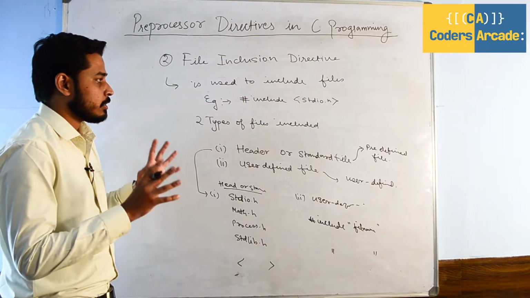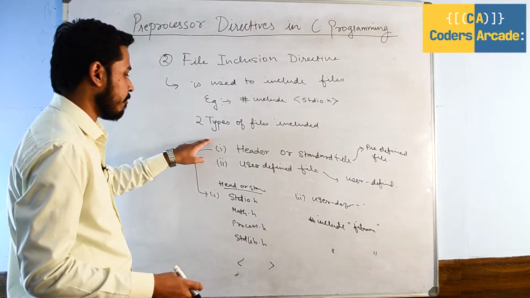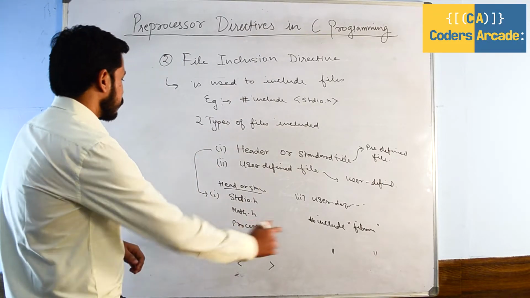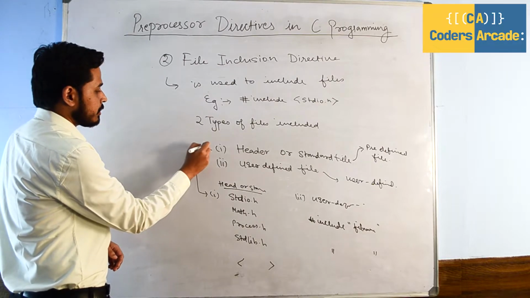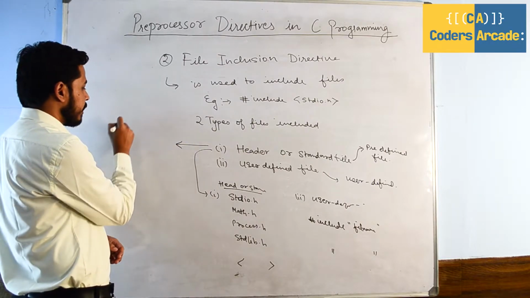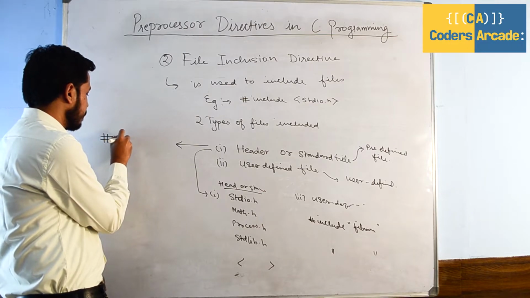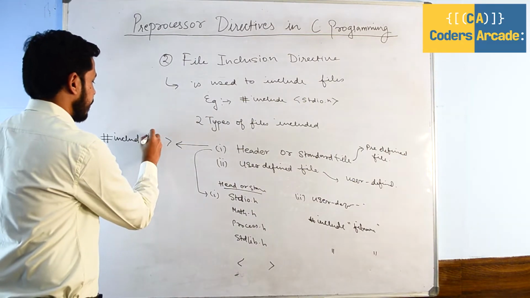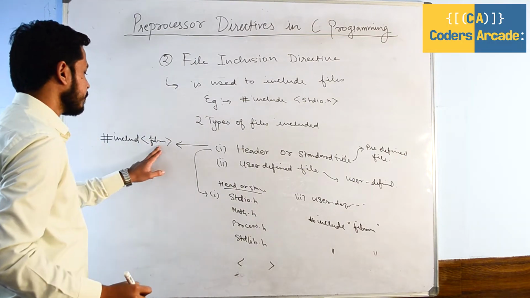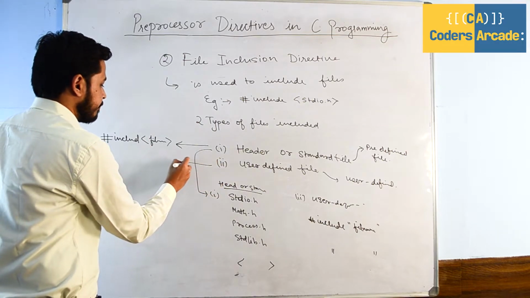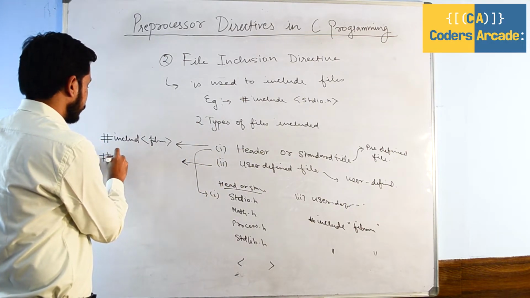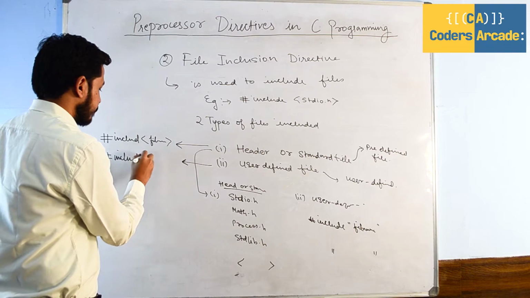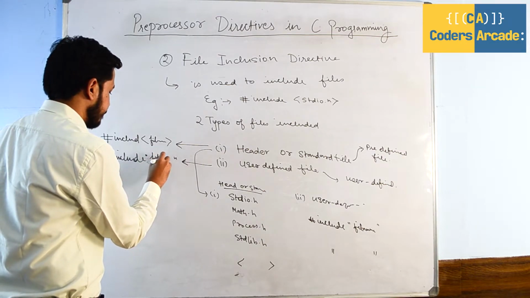So now let's see the different syntax for writing header files and user defined files. So including header files and user defined files. Generally the syntax for including a header file is #include, and inside arrow brackets your file name will be present. For the user defined, the syntax will be #include, but instead of arrow brackets, here in double quotes your file name will be present.